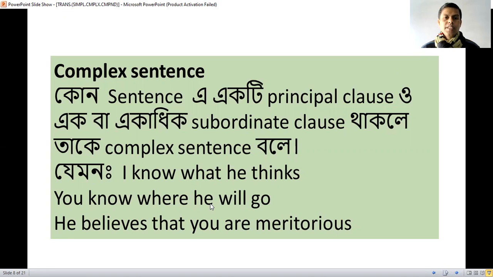So if there is more than one subject and more than one finite verb, it should not be a simple sentence. So what type of sentence? If there is a principal clause and a subordinate clause, then this is called a complex sentence. So, this is an example of a complex sentence.